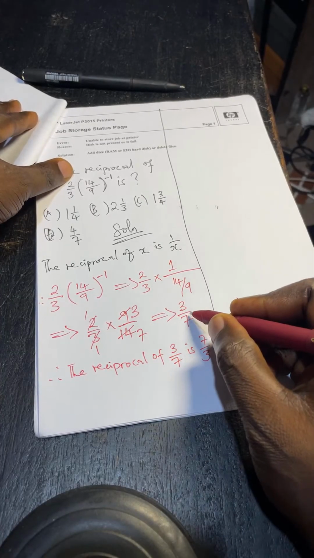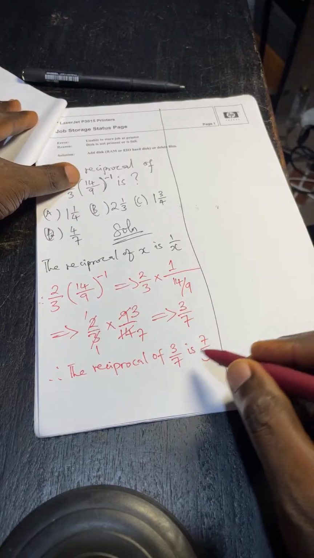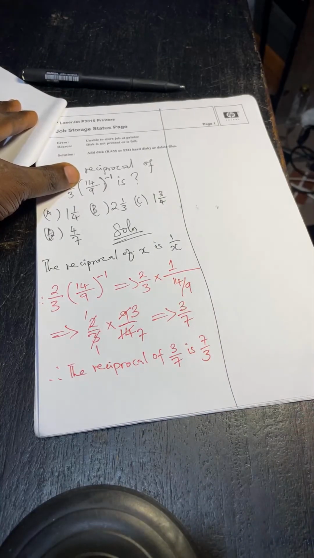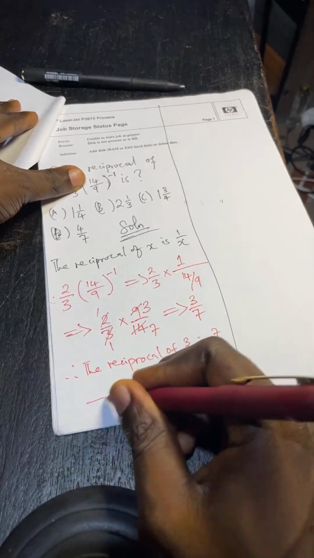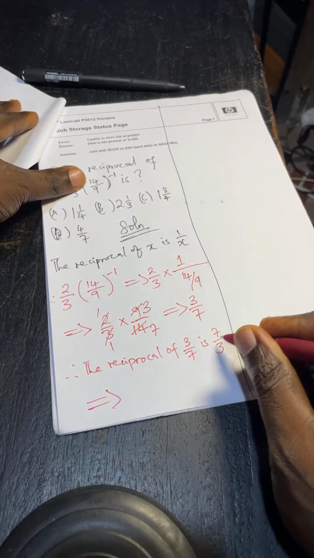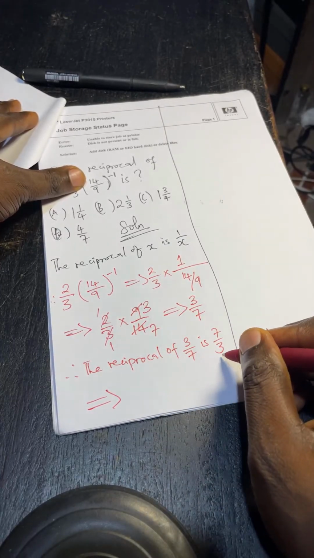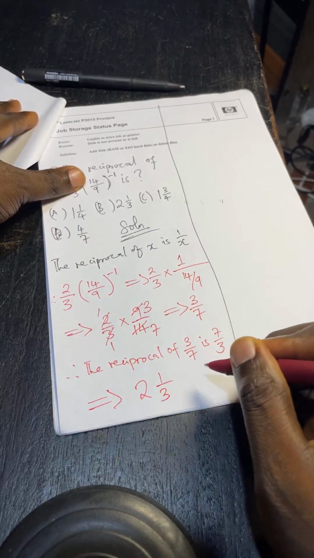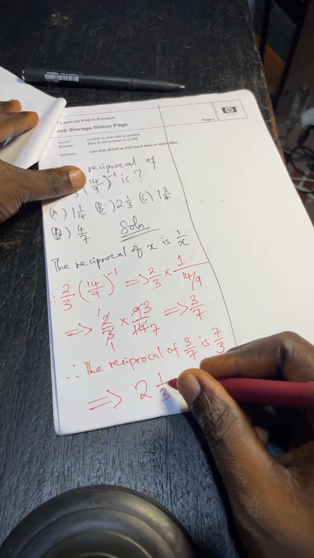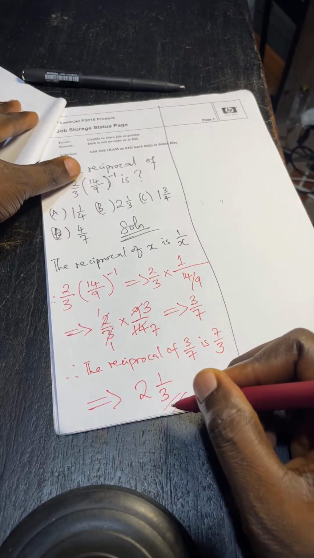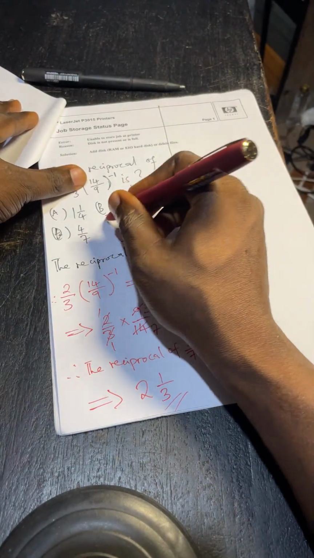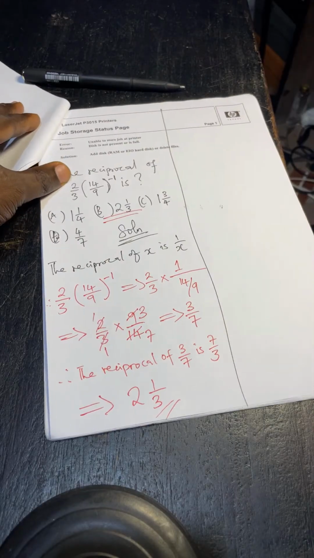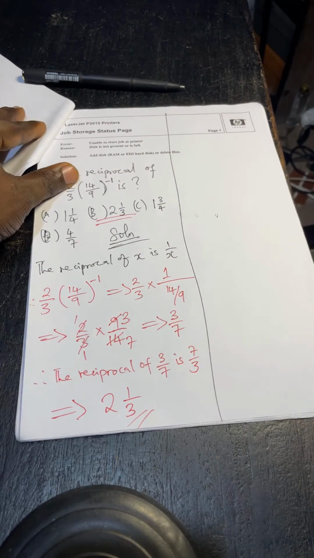Reciprocal of 3 over 7. Reciprocal means inverse of something, just invert it, turn it upside down, which implies you get 7 over 3. How many times can you see 3 in 7? That is 2, whole number, and 1 over 3. 3 times 2 is 6, plus 1 is 7. So this is the answer. That is why you have it as option B. Are you seeing it now? That is why you have it as option B.